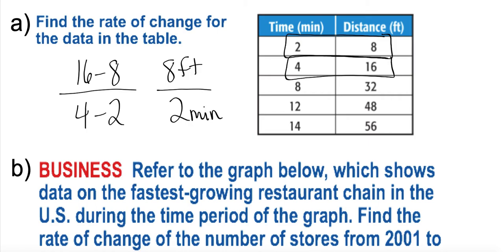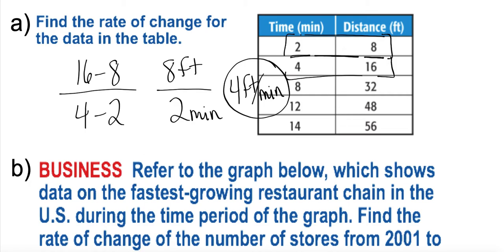So you see what we did here? We found the difference in this quantity and the difference in that quantity, and we made a ratio with that to find the rate of change. So it's how many feet are we going per minute is what we're looking for. If we do 8 feet in 2 minutes, we would divide the 8 by 2 and you get 4 feet per minute.